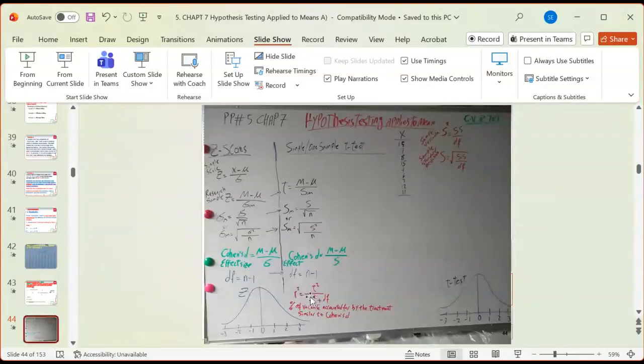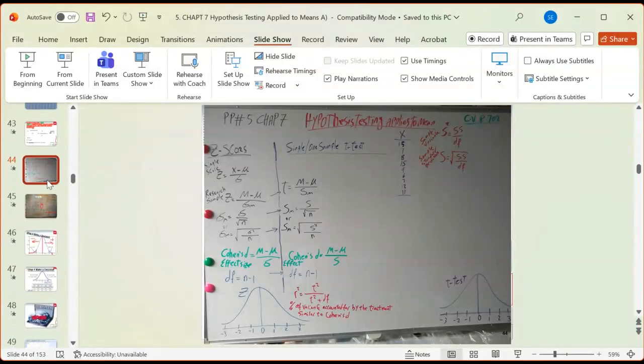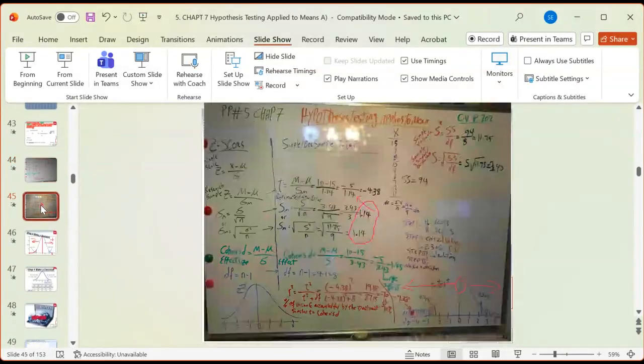Step 3, calculate the t using that formula. And that's what we're going to do. All right, once again, let me make this large.